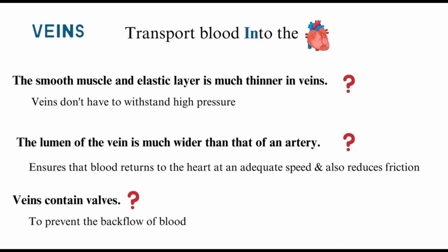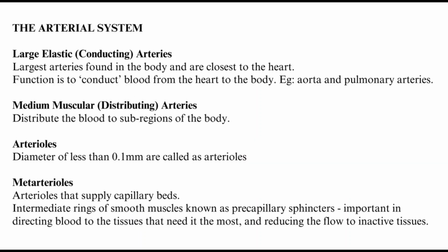Capillaries are the tiniest vessels that connect your arteries to your veins. Let's look at these with a little more detail. First, the arterial system. There are four main types. 1. Large elastic or conducting arteries. These are the largest arteries found in the body and are closest to the heart. Their function is to conduct blood from the heart to the body, hence the name conducting arteries.